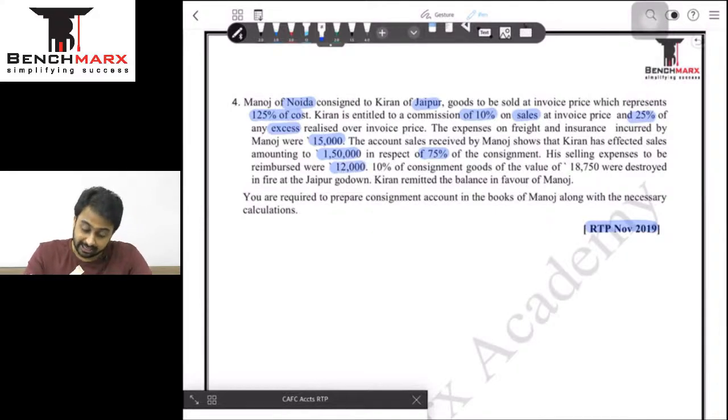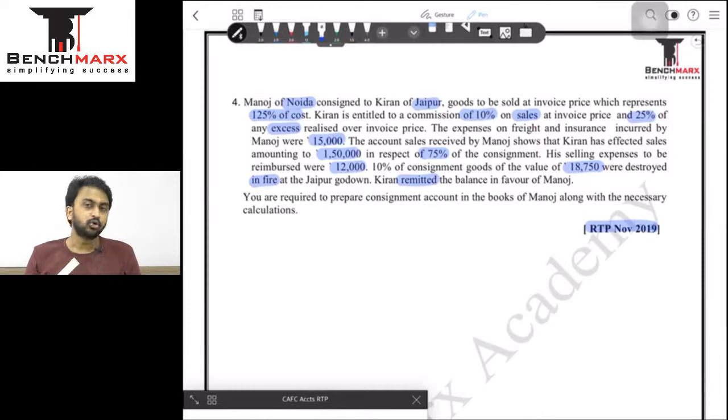10% of the consignment of the value 18,750 was destroyed by fire, which appears to be abnormal. Abnormal loss is loss by fire, loss by theft at the Jaipur godown. So the loss happened in the consignee's godown. Kiran is the consignee. He remitted the balance in favor of Manoj. So he paid off the balancing figure. So we do have an abnormal loss in this question.